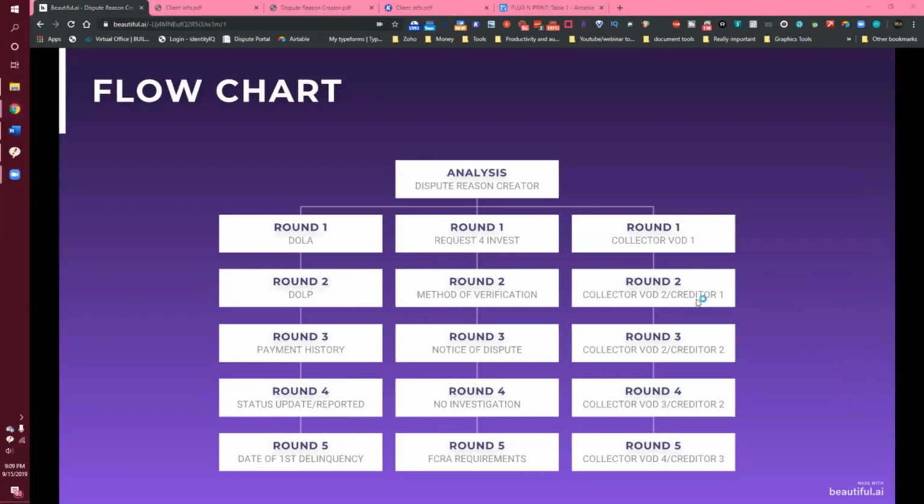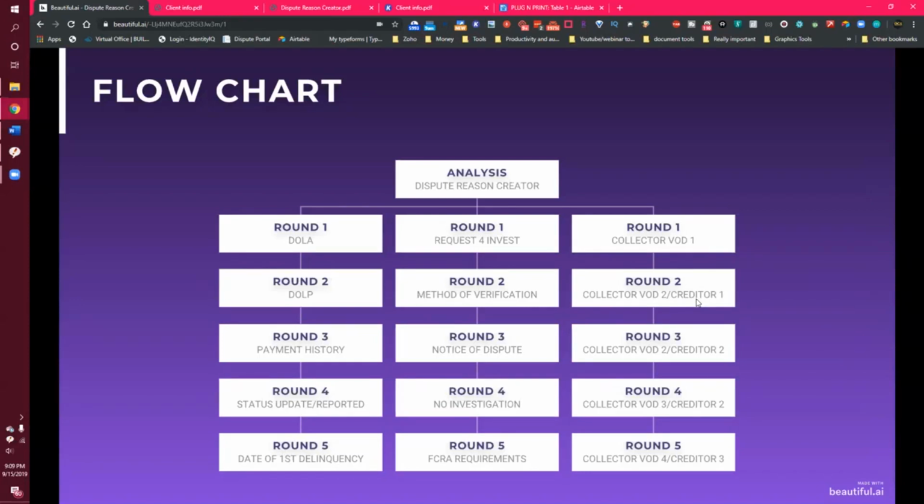We went over your challenges. So round 1, request for investigation. Round 2, method of verification. Round 3, notice of dispute. Round 4, no investigation. And round 5, FCRA requirements. So I have it listed both ways as a table and a flow chart just to make it make sense, because you're doing all of this concurrently, okay?